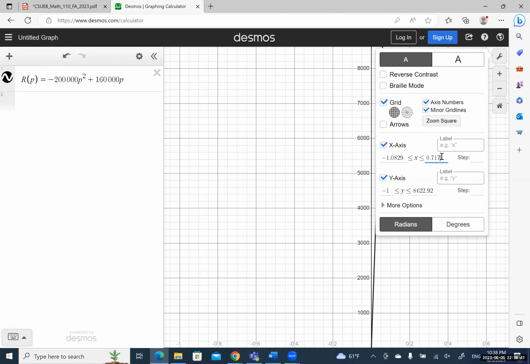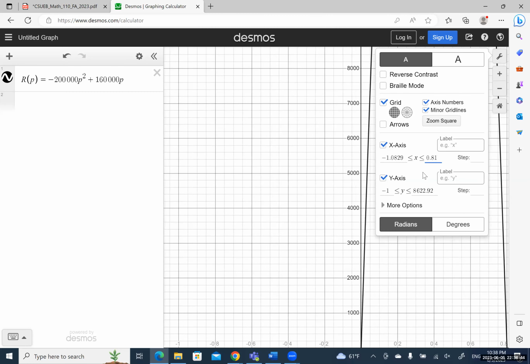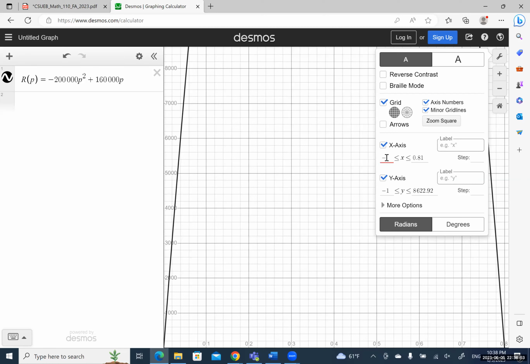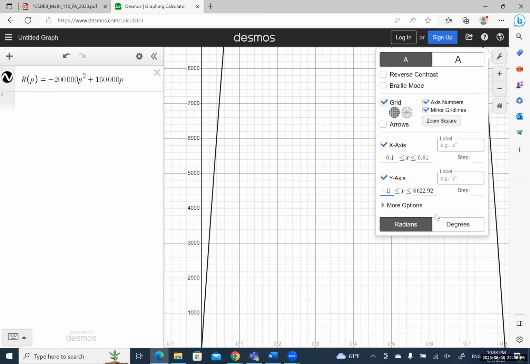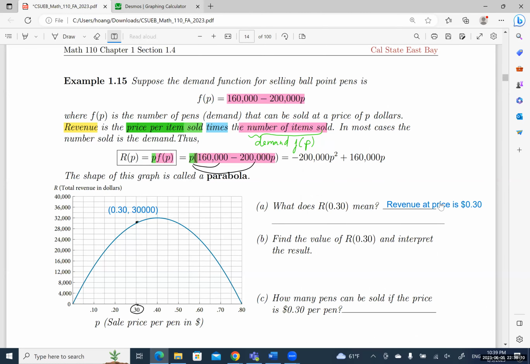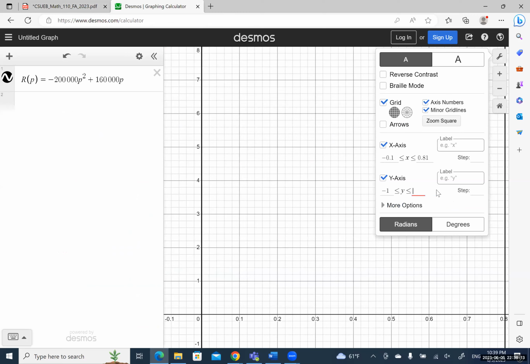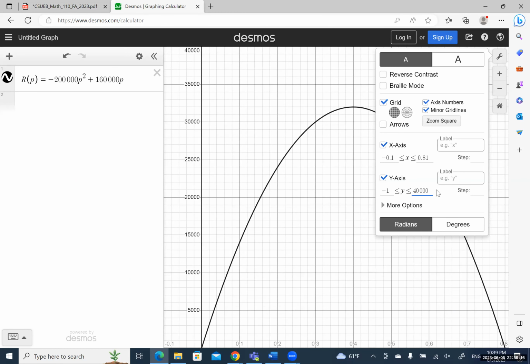This will be 91, and this will be 81. All right. And then this could be 0.1. That's good enough. And y is going to be between -1 up to what? Up to 40,000. That's right. Okay, perfect. And you see right now, this is the graph that you want to show the boss.